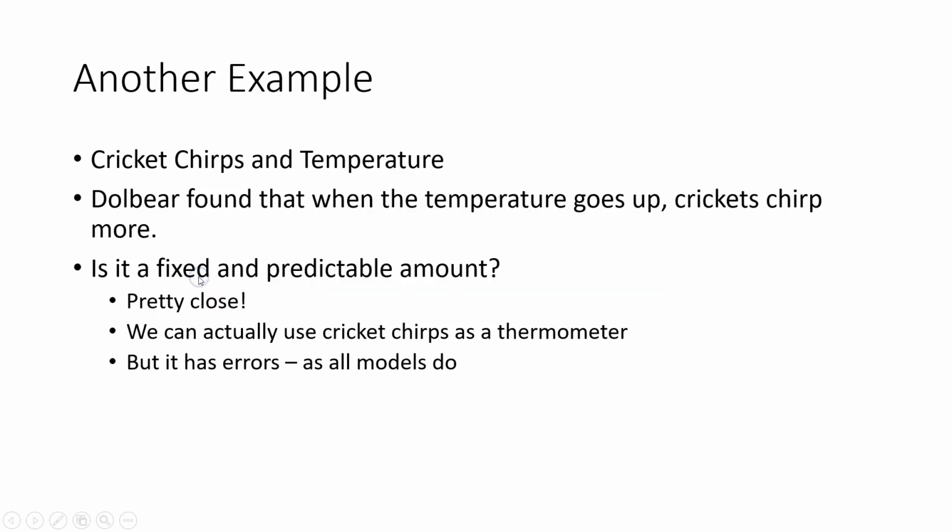Here's another example, kind of an example in the statistics literature: cricket chirps and temperature. A man by the name of Dolbear found that when the temperature goes up, crickets chirp more. And it was such a predictable amount that he was able to actually use cricket chirps to determine what the temperature was. So it was pretty fixed and it was a pretty predictable amount. You could use cricket chirps as a thermometer, but it has errors. All models have errors.